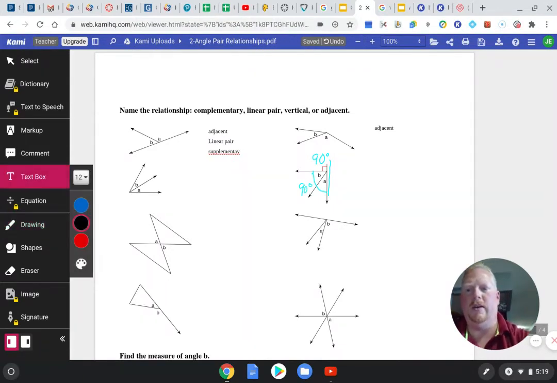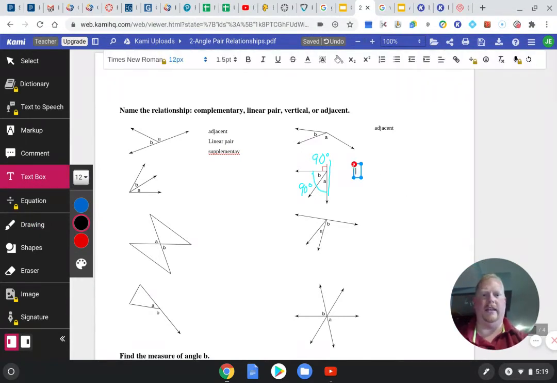So here's what I know about angles B and A in this case, is that they are adjacent. And because they have to add up to 90, they are complementary. Let's see, it's not a linear pair, they're not vertical. I think that's all we can say about that.